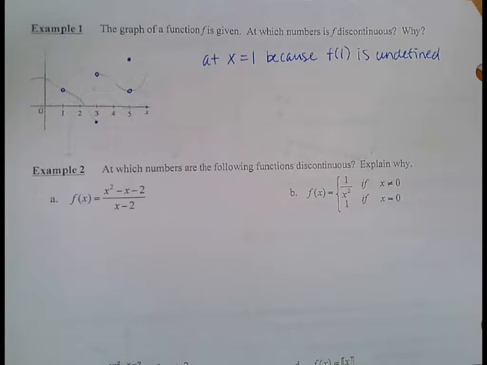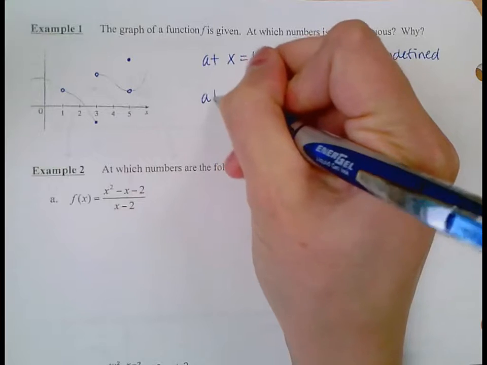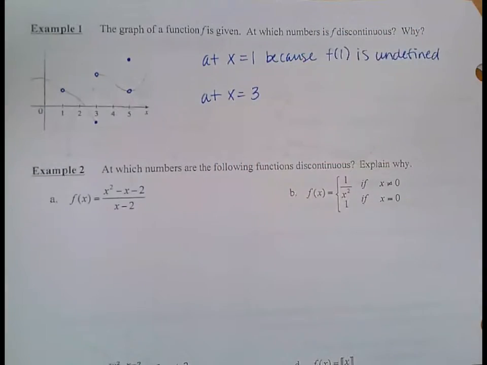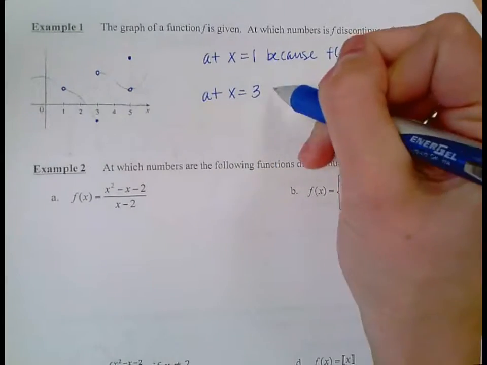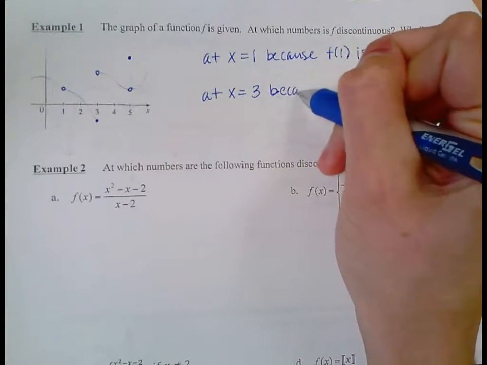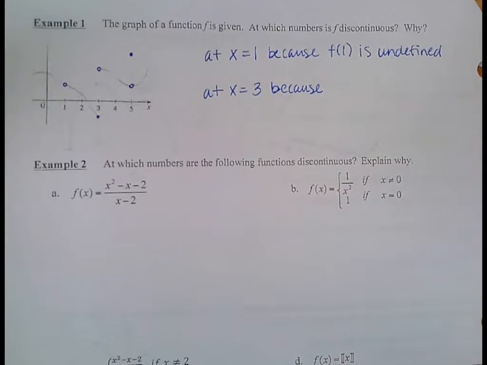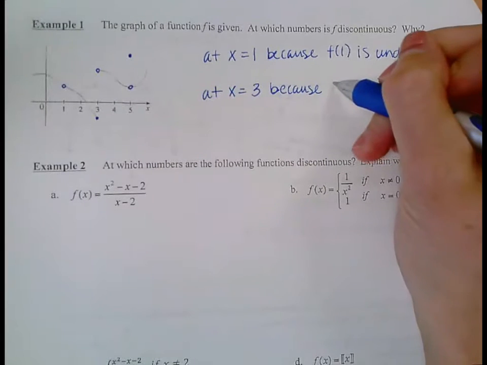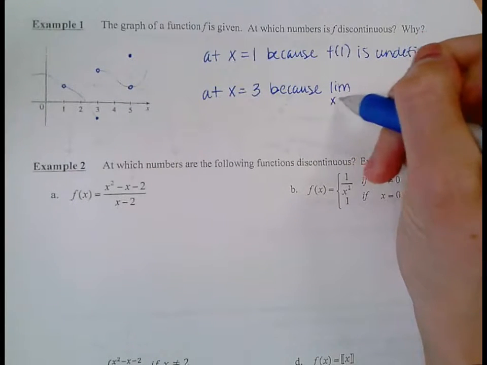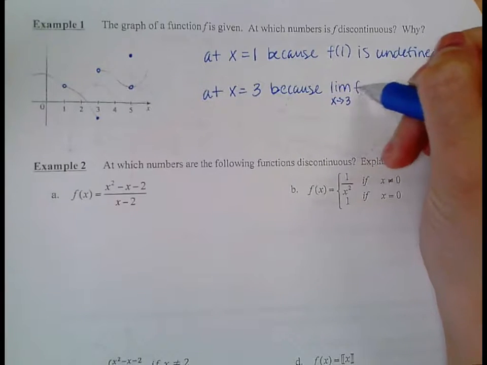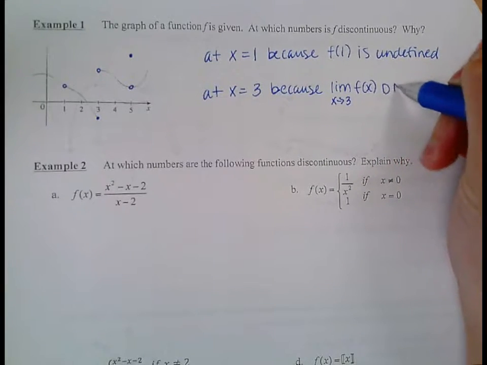All right, what's another x value at which this function is not continuous? 3. Okay, so at x equals 3, it's discontinuous because, and I could certainly say the limit from the left at 3 does not equal the limit from the right, or I can just say the limit as x approaches 3 of f of x doesn't exist.